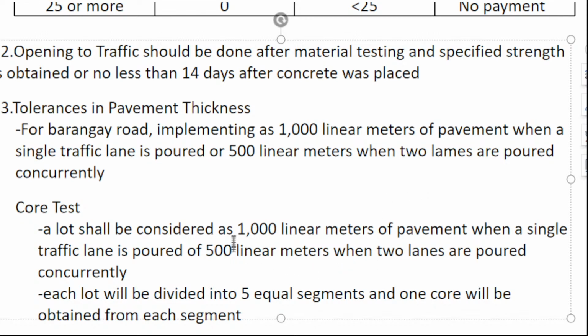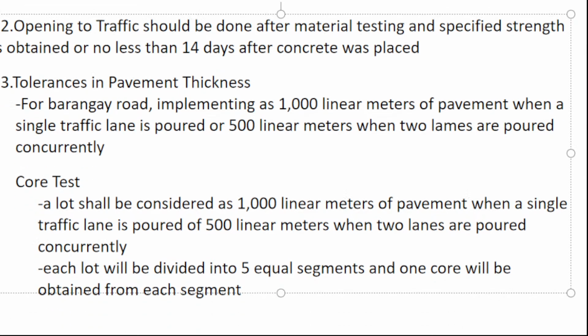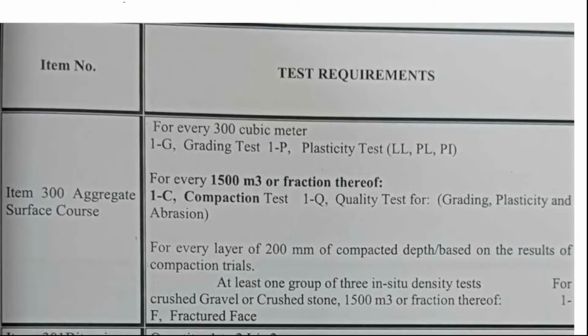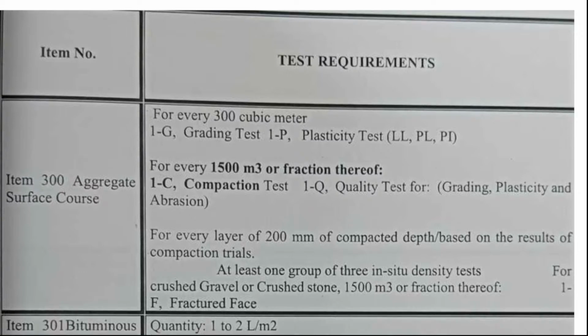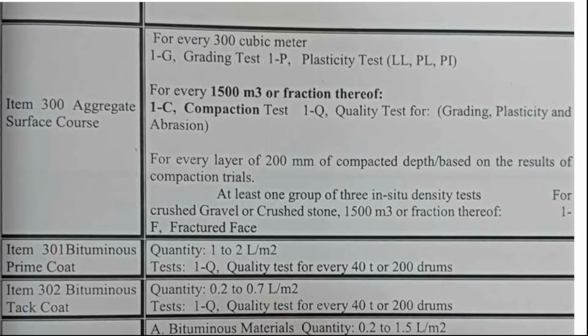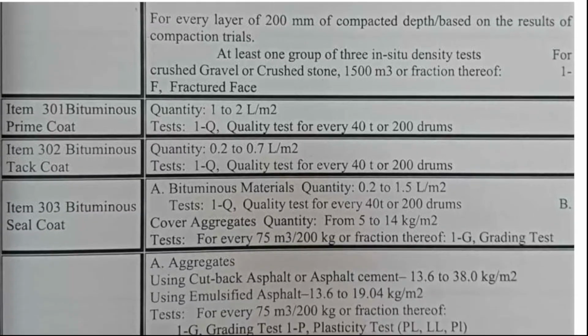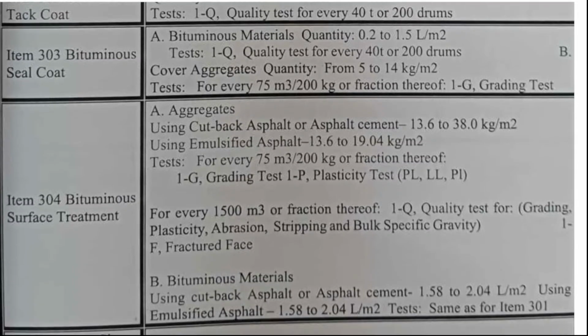Core test. A lot shall be considered 1 kilometer when a single traffic lane is poured, 500 linear meters when two lanes are poured. So each lot will be divided into 5 equal segments and 1 core will be obtained from each segment. So the minimum test requirement, item number 300. So this is the tabulated details. Okay. So what are the types of testing? There are 7 types of testing: 1G, 1P, 1C, 1Q. Okay, so those are the types of testing. 1D, that is the density test. So this is a table that summarizes what we have been discussing starting from last week.